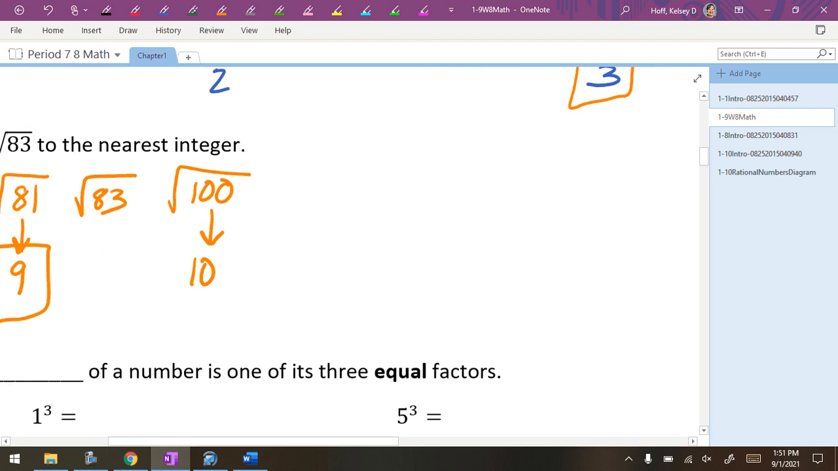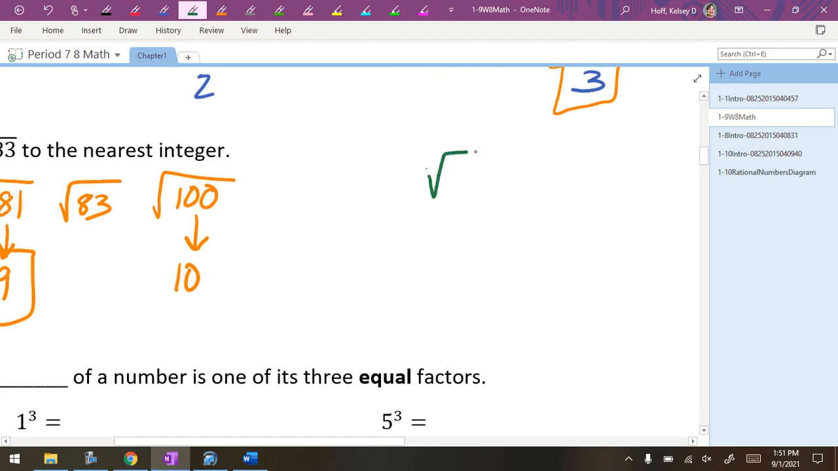Let's do another one. What if I gave you the square root of 150? You on your own right now, put the square root a little bit smaller and the square root a little bit bigger, and then tell me which integer you want to round to. We're going to come back together in just a minute.